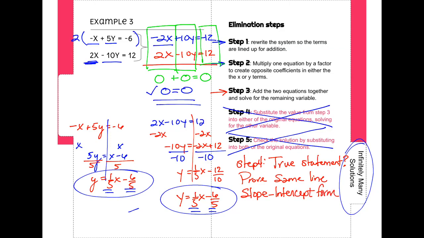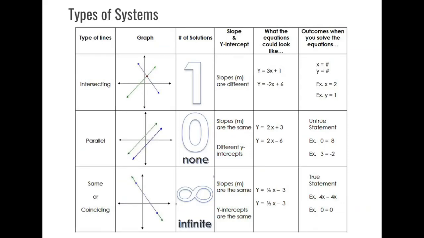All right, let's sum things up the same way we did for our substitution method. This is what the different types of systems look like. Remember, when we have intersecting lines, they share one point. And what the equations might look like, what we really care about is that the slopes are different. If we have two lines with different slopes, even just a little bit different, they will eventually intersect and share one point. When we solve these algebraically using either substitution or the elimination method, we will get x equals some number and y equals some number so that we actually have a solution point.